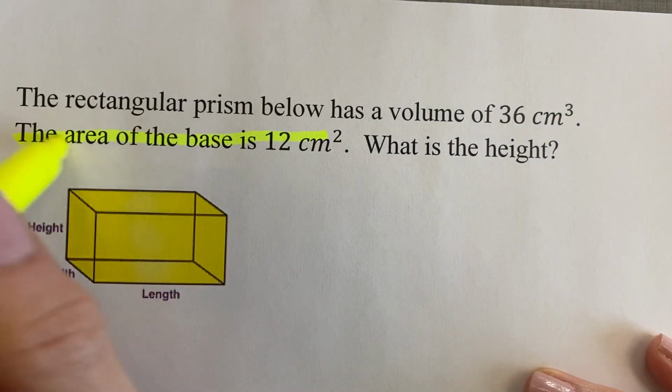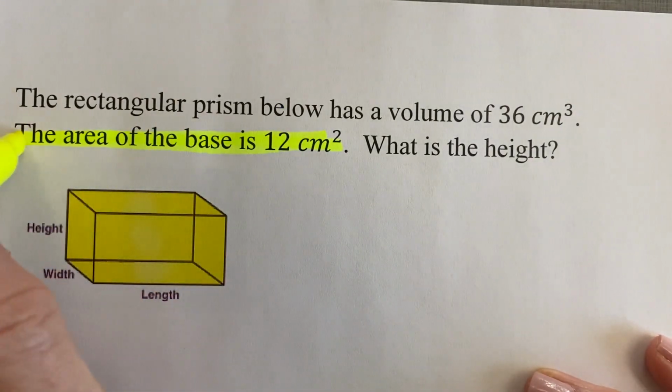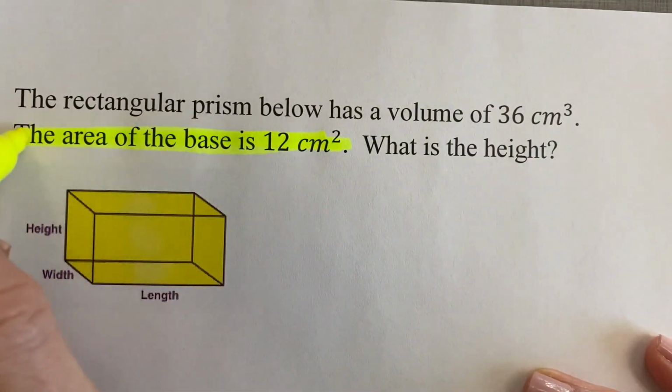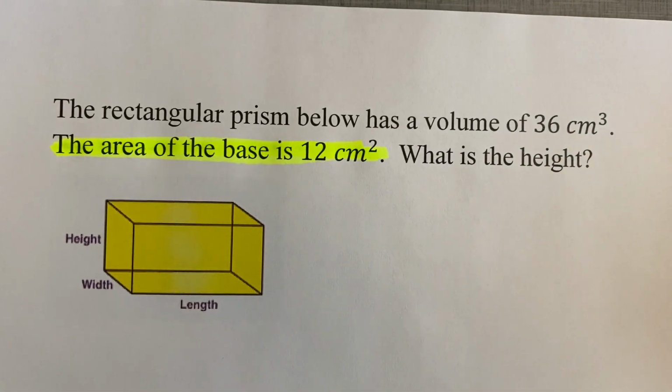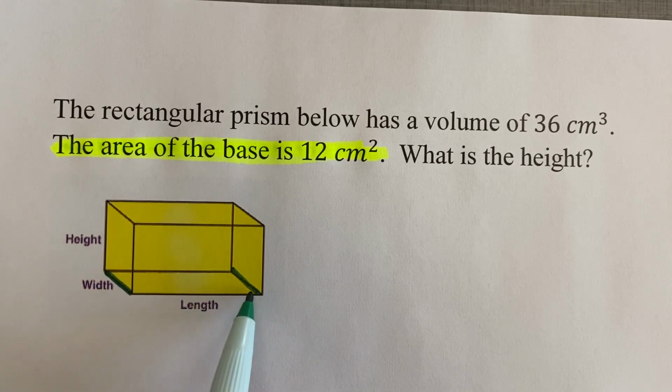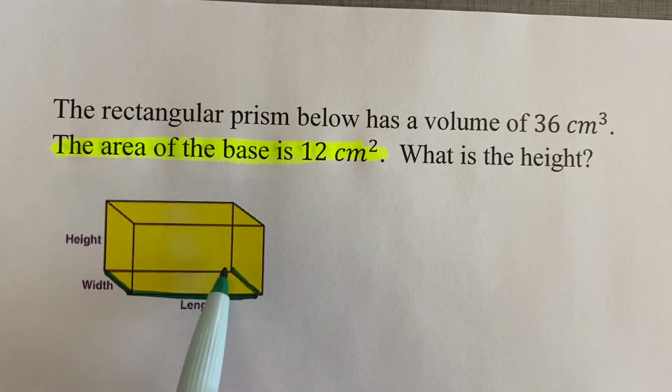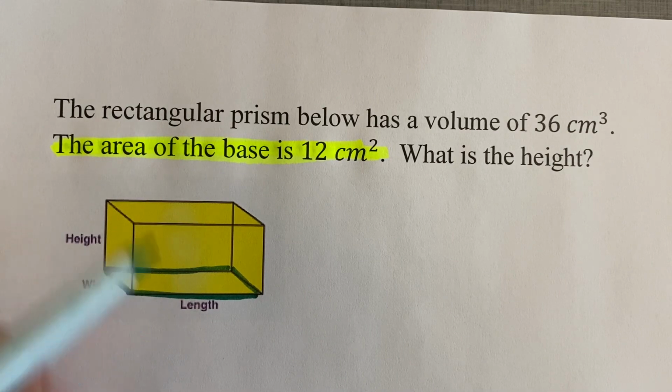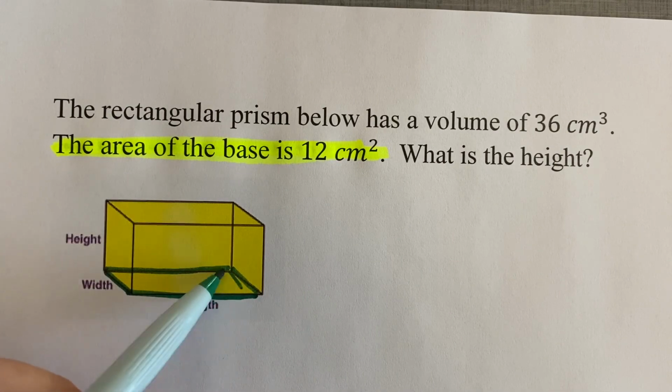So I really want to focus on this sentence right here for a second. The area, like they're not giving me the length, width, height. They're telling me that the area of the base is 12. So let's look at the base. Let me outline the base in a different color. So I would say the base is right here, base meaning the bottom of the figure. So this is your base, and that base is a rectangle, right?